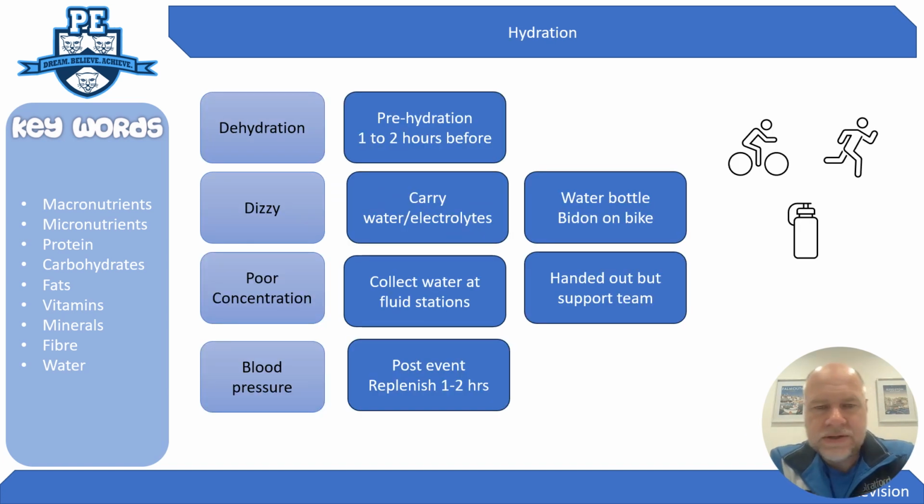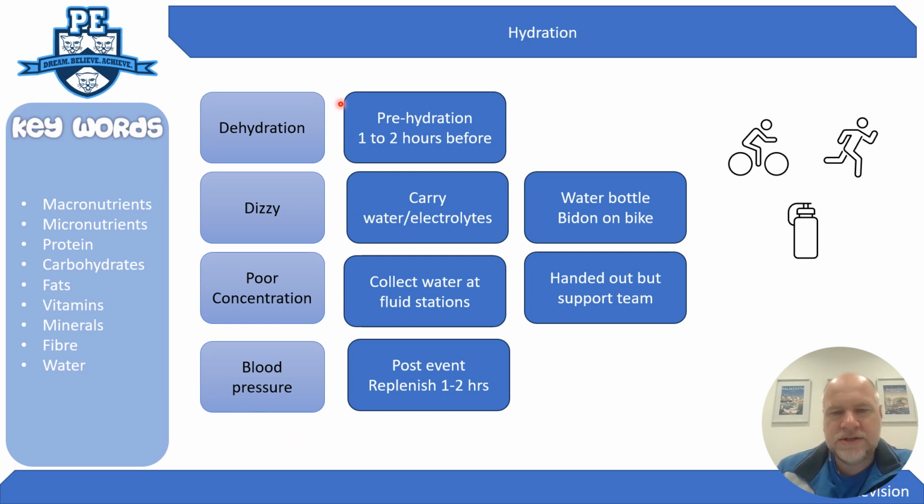Final area we're going to talk about is hydration and hydration strategies. So let's break it down into 2 parts. The first part is, well, why do we need water? This light blue box is here. Well, clearly we need water to prevent dehydration. That's a given, but it's a given mark. Dehydration will make us more dizzy. It'll lead to poor concentration levels, and it can affect our blood pressure. So these are the reasons why we want to avoid dehydration, and why we take in water to prevent these things happening.